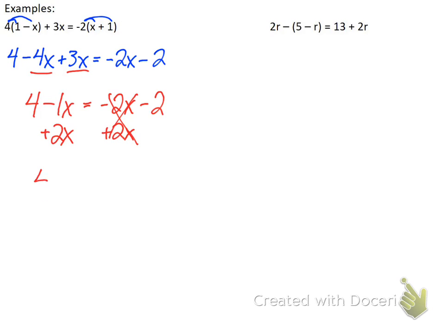So when I do that, I get 4 plus 1x is equal to negative 2. And you don't have to put the 1 in front of the x, you can just put the x. So then I can subtract the 4 to the other side and get x is equal to negative 6.